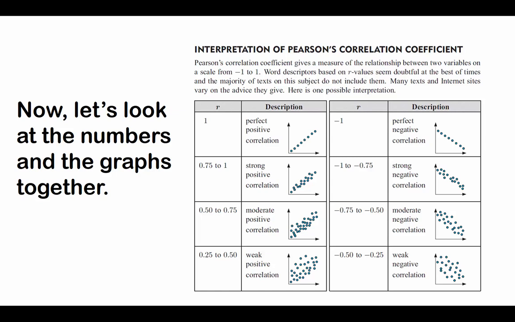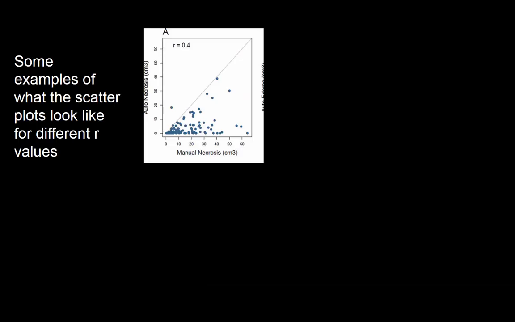Okay, so let's put the numbers and the pictures together to reinforce what we just talked about. Notice that the weaker the relationship gets, the less the data points resemble a straight line. Here are some examples of what plotting this data would look like for a variety of correlation coefficient values that would come from calculation.